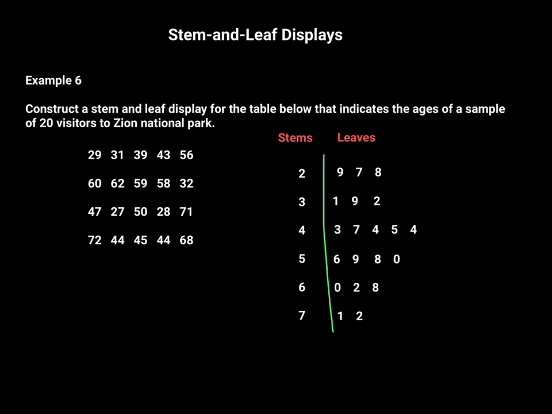So all of these here are your leaves, and all of these here are your stems. So you can see every single piece of data with the stem and leaf display. So I love it. It's really cool. And so you can see all of the specific details about this set of data.